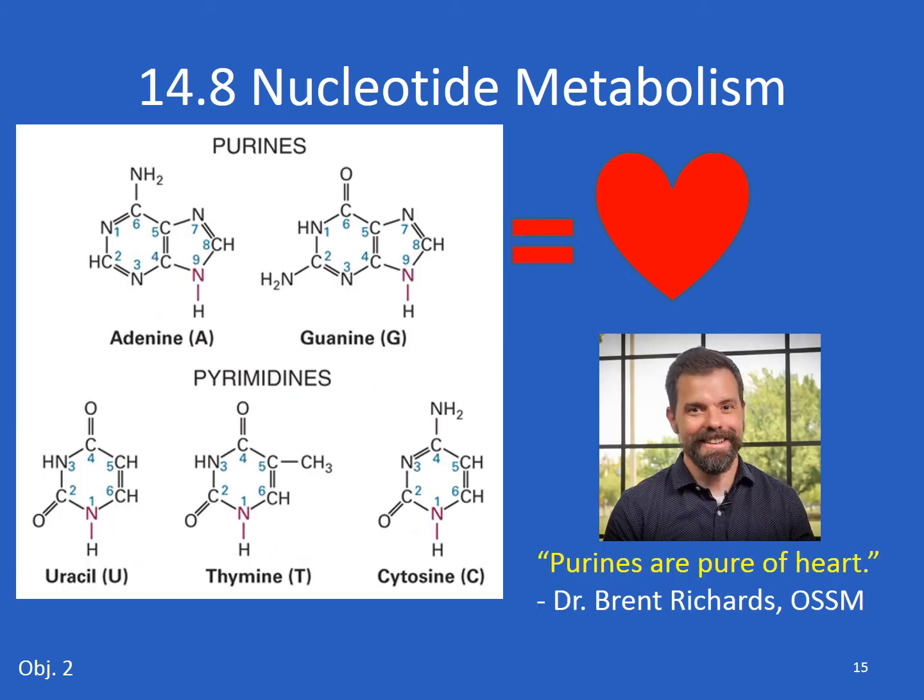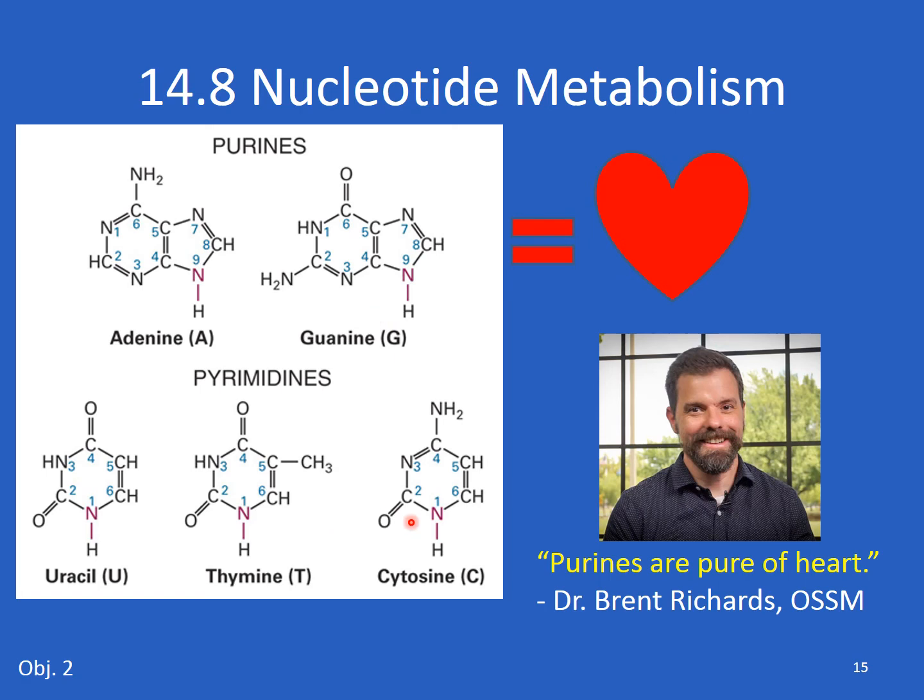The way I've always remembered this since I was in high school, actually, is something that Dr. Brent Richards at OSSM taught me, which is that purines are pure of heart. It's a little bit silly, but I guarantee you'll remember it for the rest of your life that way. Purines have 2 rings, similar to how a heart has 2 lobes, I suppose. So adenine and guanine have 2 rings, they're pure of heart.